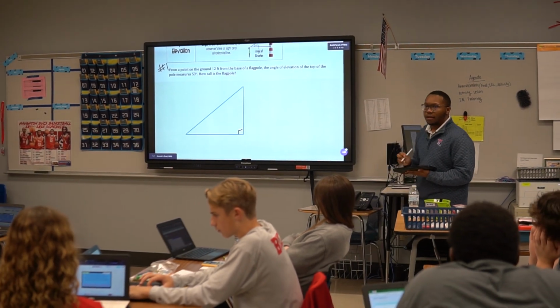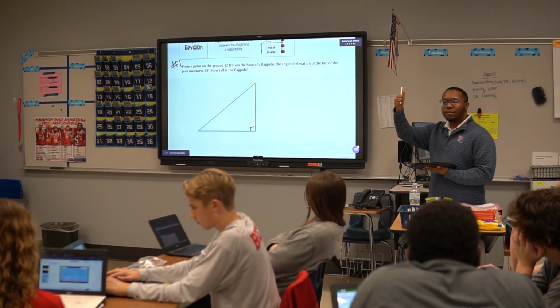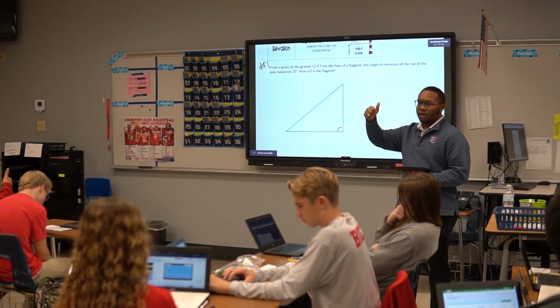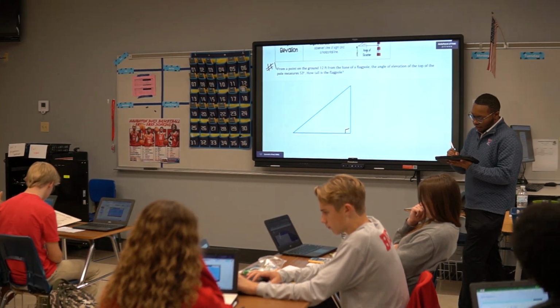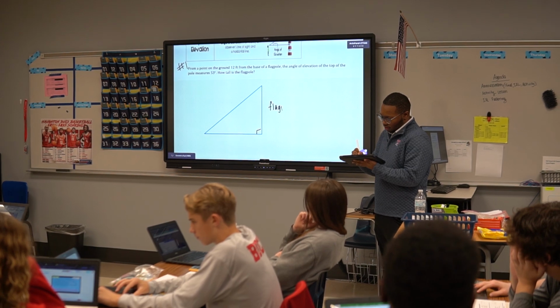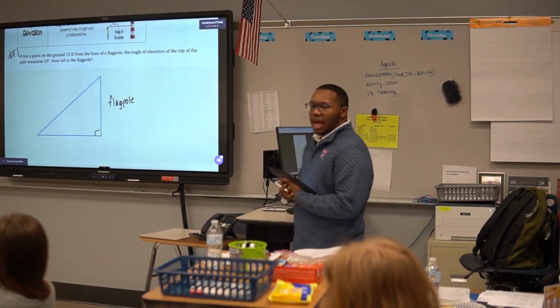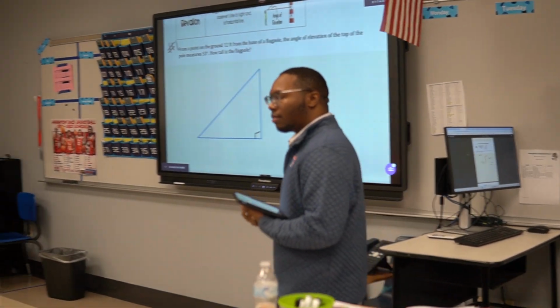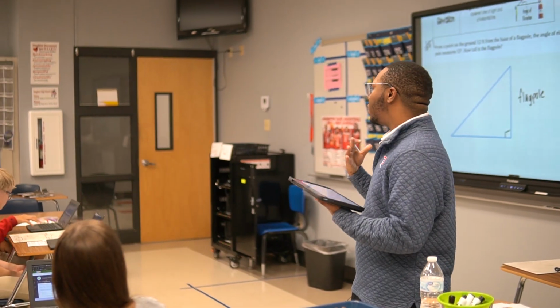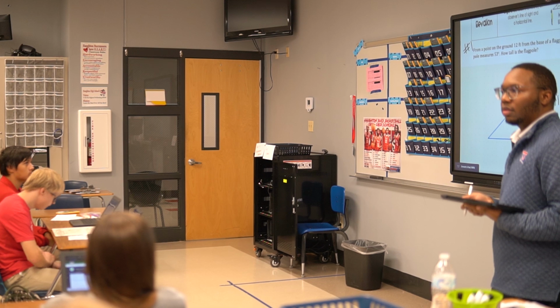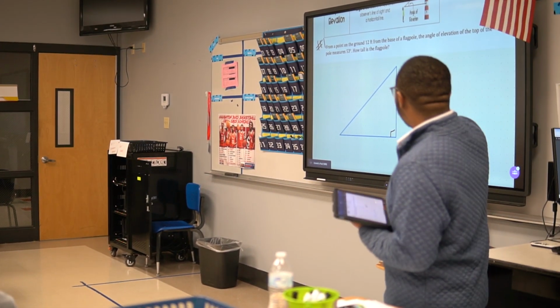Or the vertical way. The vertical leg. Does everybody agree? Thumbs up if you agree with that. All right. So our flagpole is going to be here. What else are we having to label in our example? What other pieces of information? Distance from the flagpole.